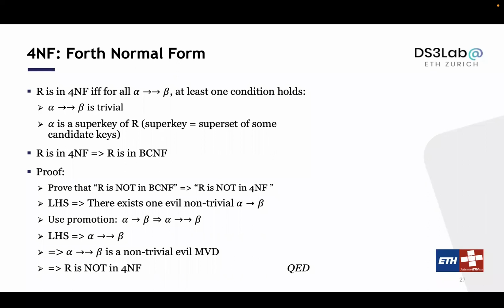That's one way to prove that if a design is in fourth normal form, it implies it's going to be in BCNF. So the diagram that we showed in the beginning of this lecture is correct. Fourth normal form is more restrictive than BCNF.